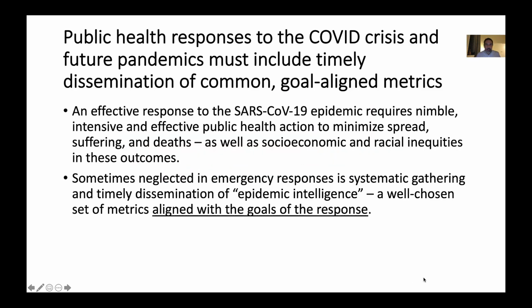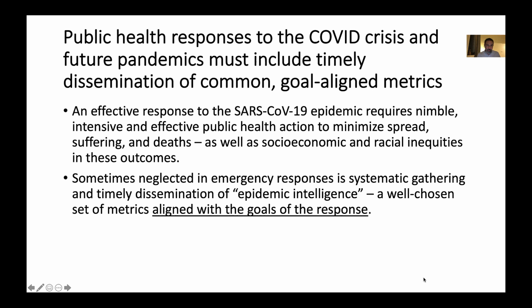So the emergence of a novel coronavirus in January or February of 2020 in the US is an example of one of those situations where SARS-CoV-2 obviously was novel and was not on a list of any reportable diseases. So there was no surveillance system in place, no standard case definition, no diagnostic test, et cetera. But those needed to be developed and deployed quickly, because an effective public health response to the epidemic really requires nimble, intensive, and effective public health action to minimize spread, suffering, and deaths, as well as the socioeconomic and racial inequities in these outcomes that we've seen.